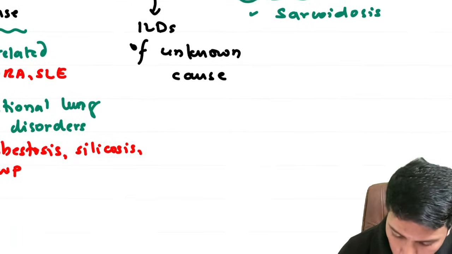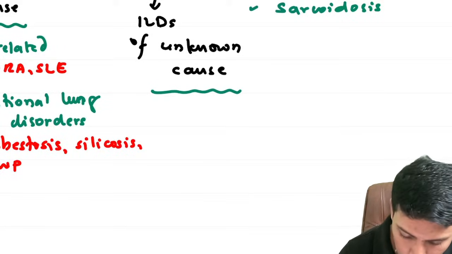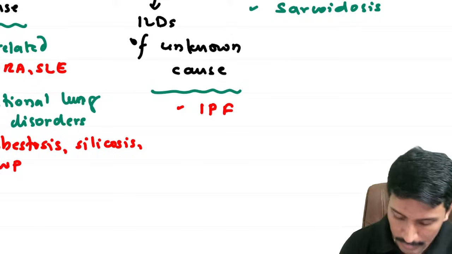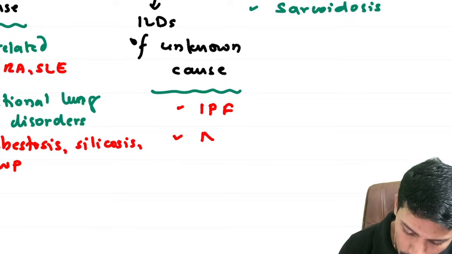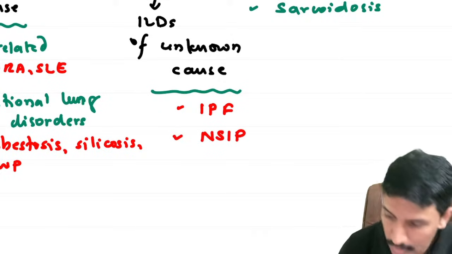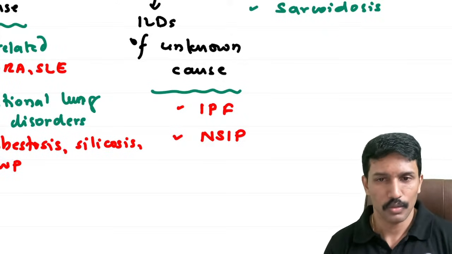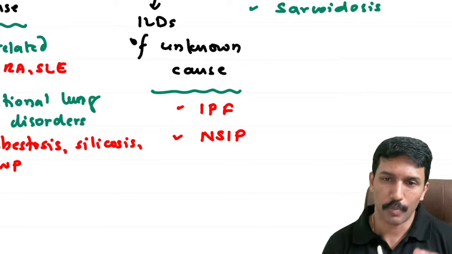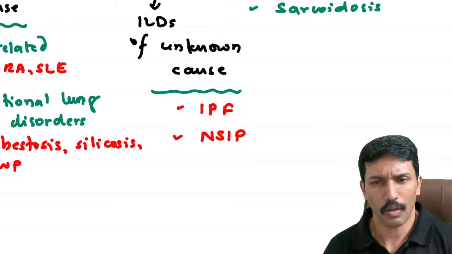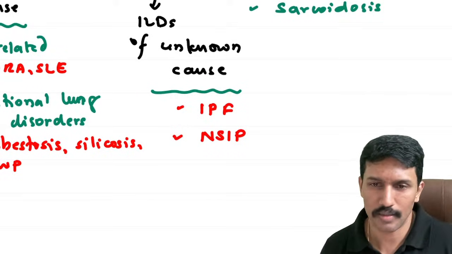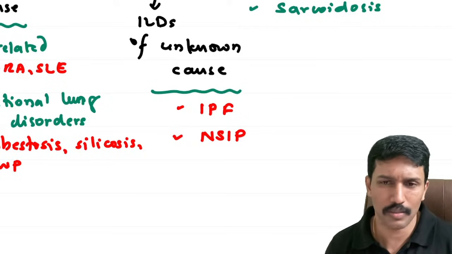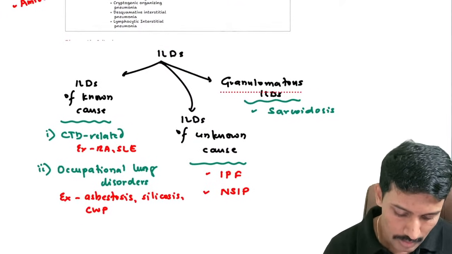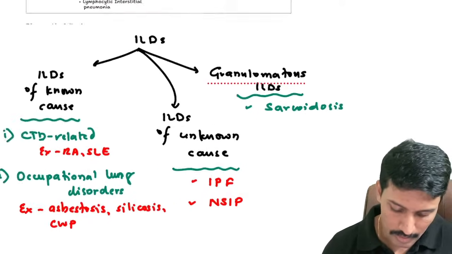And for the ILDs of unknown cause, I want you to mention two of them. The first one is idiopathic pulmonary fibrosis, and the second one is idiopathic non-specific interstitial pneumonia. These are the two things. Apart from that, you have respiratory bronchiolitis ILD, desquamative interstitial pneumonia, all these so-called smoking related ILDs. If you can remember from the table, you can mention. Otherwise, at least this much is required whenever there is a question on classification of ILDs.